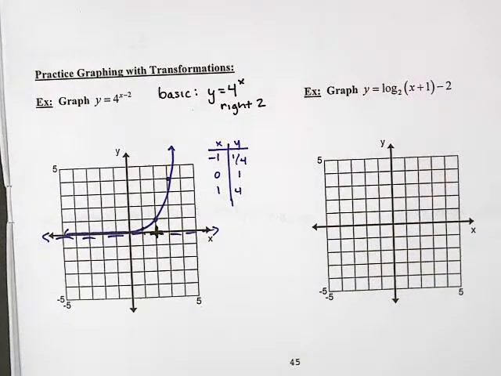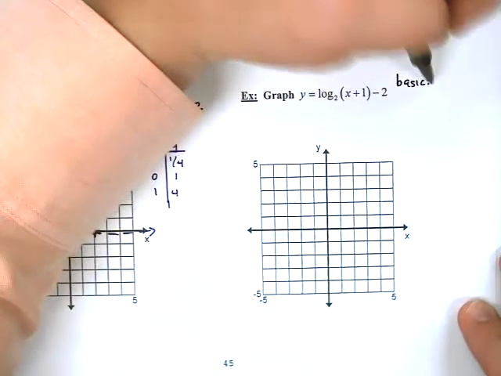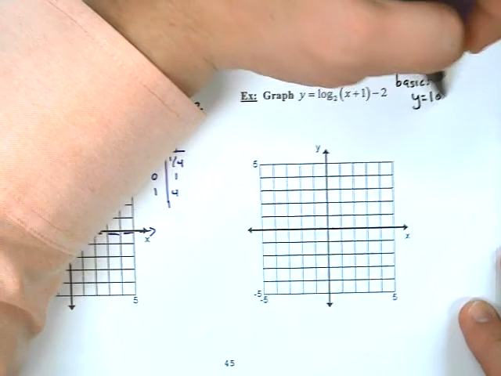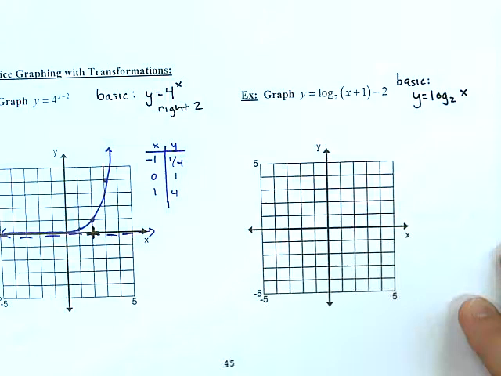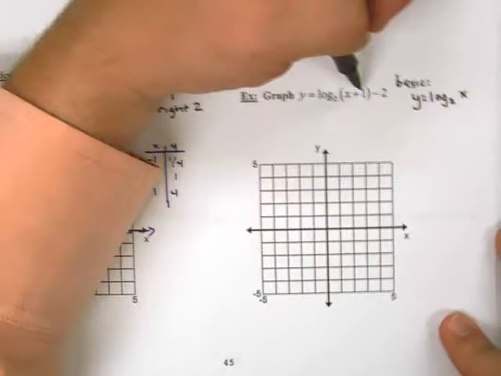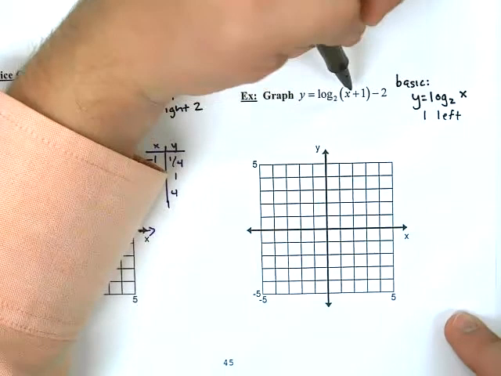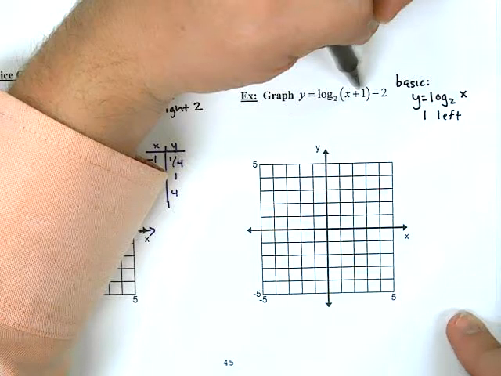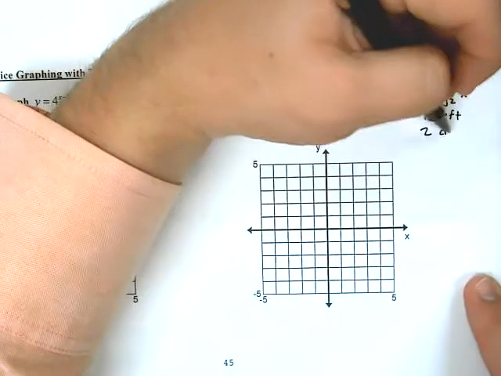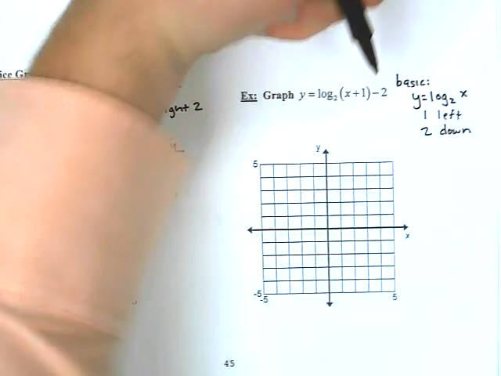Now, same type of idea on this log over here. My basic would just be y is equal to log base 2 of x. But what do I know is happening? I know that I am going 1 to the left because I have a +1 inside the log function, and I know I'm going 2 down because I have a -2 outside of the log function.